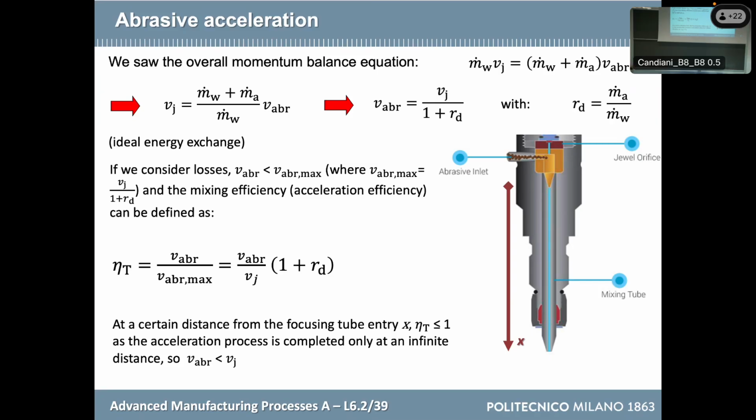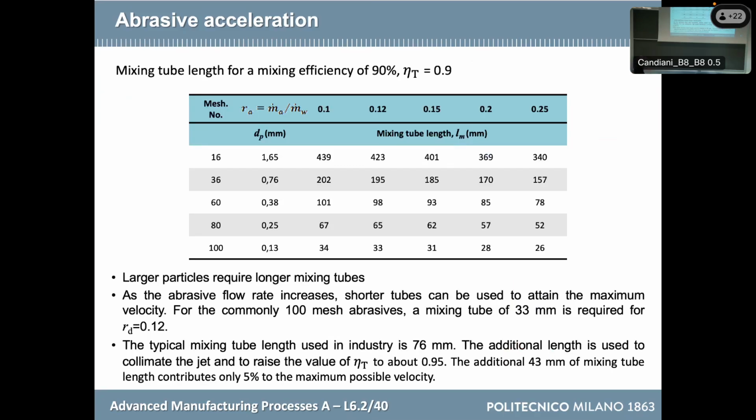In theory, I would need an infinite focusing tube for giving all the momentum to the abrasive. Obviously, this is not feasible. And so what we do is decide the length of the focuser where we have exchanged 90% of the momentum. By using that model and some experiments, if we are satisfied with an efficiency of 90% of the transfer, obviously the physics says that we are transferring the momentum. The balance is a balance of momentum.